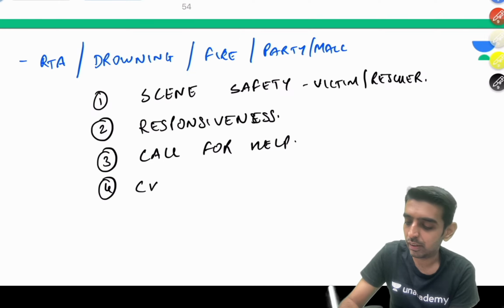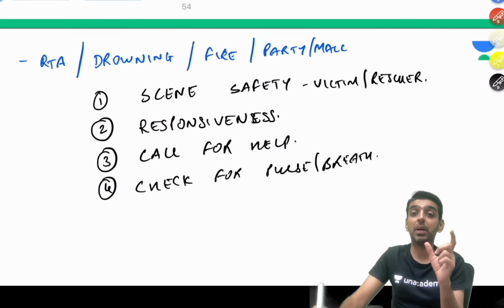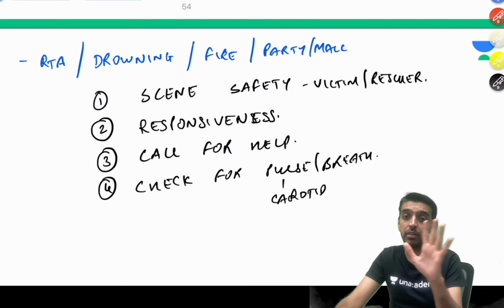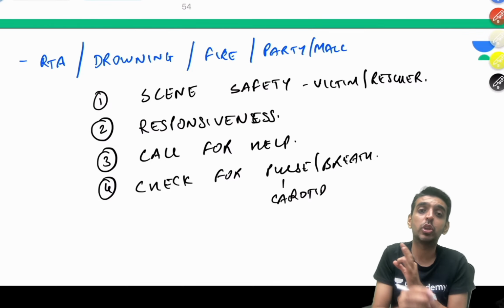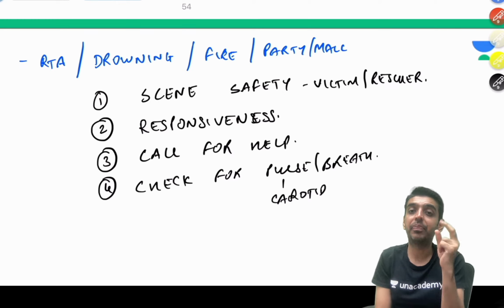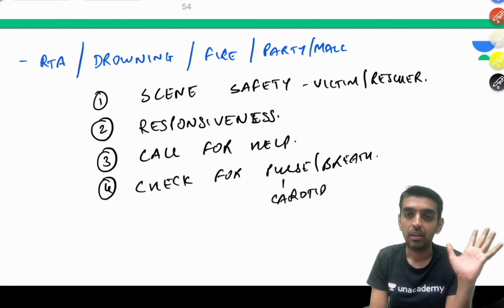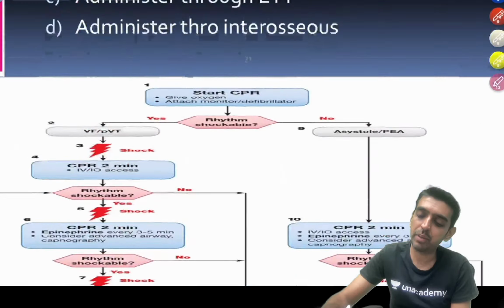Fourth, you will check for pulse and breath. Which pulse will we check? We will always check for the carotid pulse. Clear? So the first things to be checked in any emergency situation are scene safety, responsiveness, call for help, and check for pulse and breath. This is the order. Everybody clear so far? Any doubt? Come on, let us go back to the MCQ.